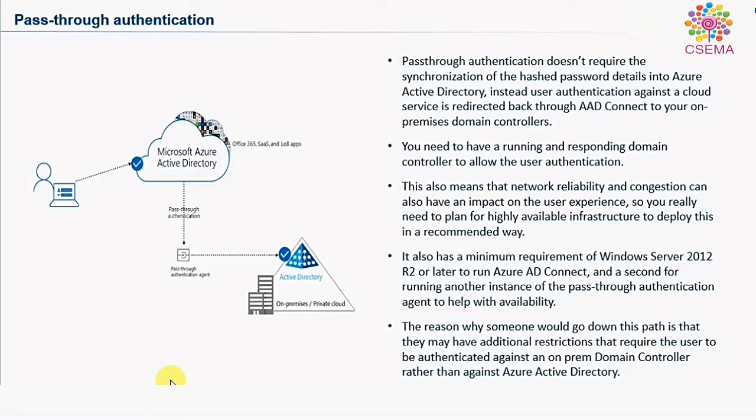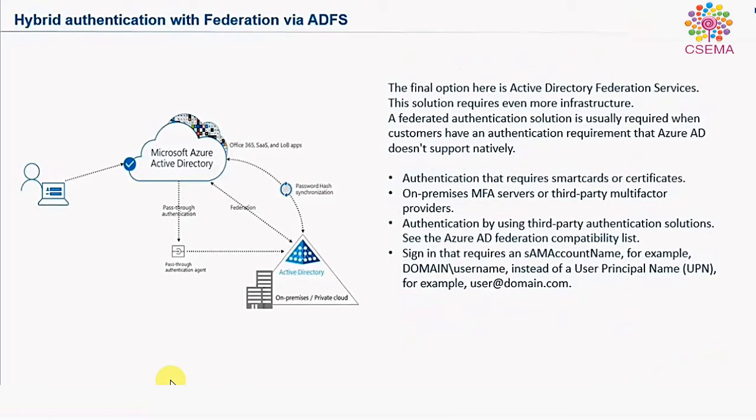And then there is hybrid authentication with federation via ADFS. So this is the final option, basically, of the 4 we discussed. The final option, Active Directory Federation Services, is deployed. The solution requires more infrastructure, so basically you would need at least a couple of ADFS servers and a couple of proxy servers deployed in your DMZ for this to be facilitated.